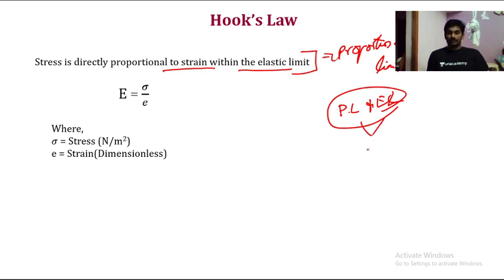That is why your proportional limit and elastic limit are at the same point, and that is why I have mentioned it as the proportional limit. Now coming back to Hooke's law, which says that stress is directly proportional to strain, and it is represented by the constant E, capital E, which is Young's modulus. Here stress sigma is in Newton per meter square, and E is equal to stress by strain, which is a dimensionless number. Stress can also be represented as Newton per mm square.